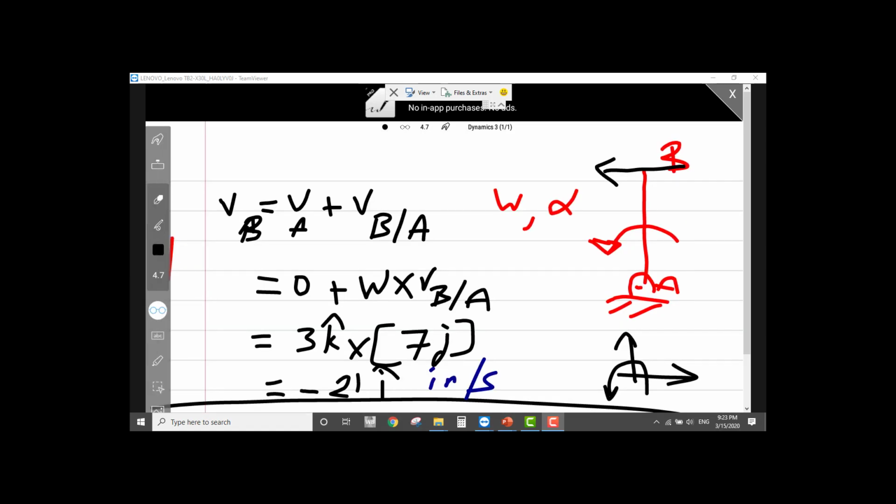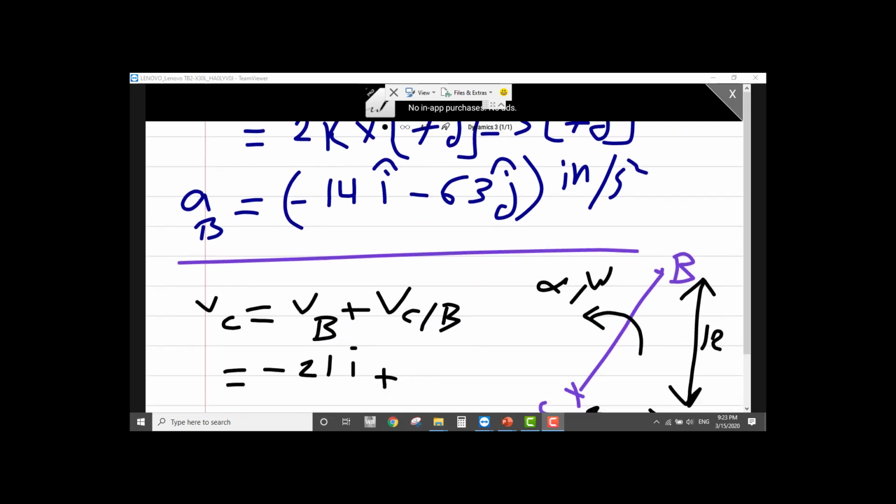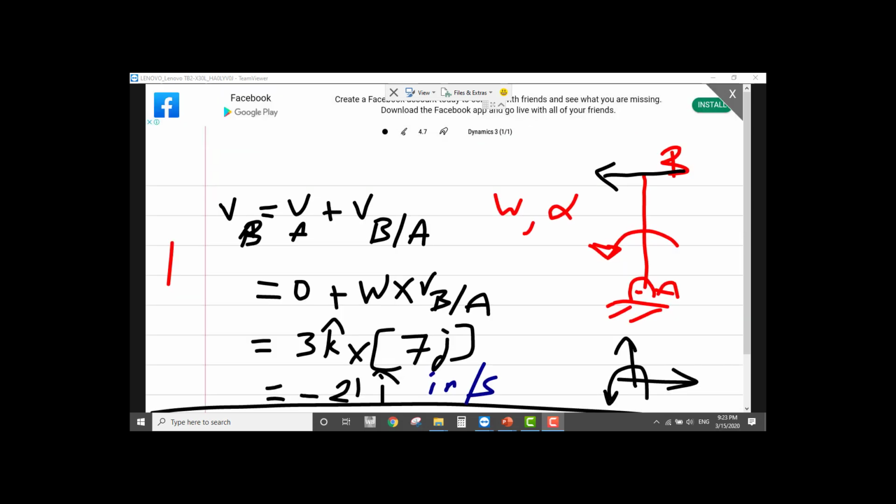Okay. Then this is omega in the k direction cross product. Now I'll travel from B to C, so I'll go downward from B in the j direction.